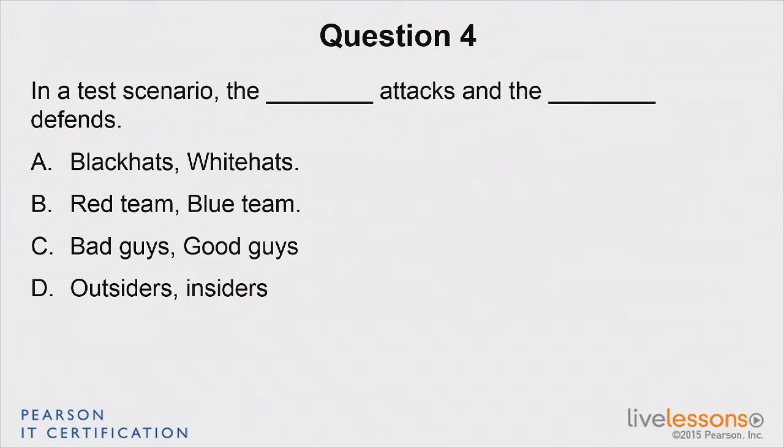Right? Black hats, we usually think about the bad guys, and white hats are the good guys. But the real answer here is going to be red team and blue team. It's not outsiders and insiders. It's not necessarily bad guys and good guys or white hats and black hats. Right? This isn't a test scenario, so this isn't an actual attack. In an actual attack, maybe we've got the bad guys attacking us. We've got the outsiders attacking us. We've got the black hats. But this is a test. And in the test, the red team's going to attack and the blue team's going to defend.